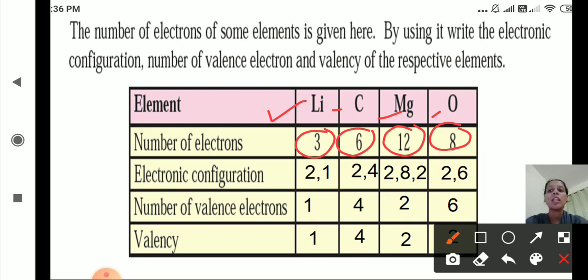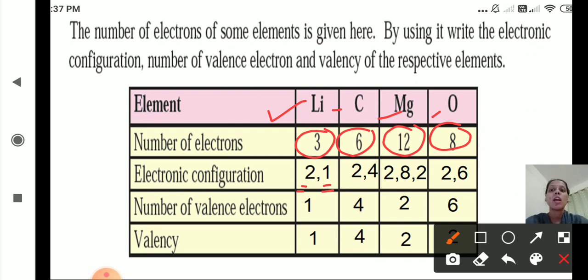Now we'll write down the electronic configuration. As we know the number of electrons, we can write the electronic configuration. In lithium, the number of electrons is 3. So how will you accommodate this in the shells? 2 in K shell and 1 in L shell, so 2, 1. Why 2 in K shell? Because the maximum capacity of K shell is 2. The maximum capacity of L shell is 8, M shell is 18, N shell is 32.